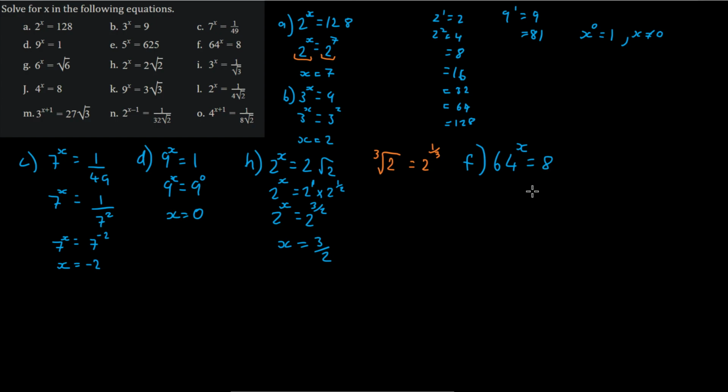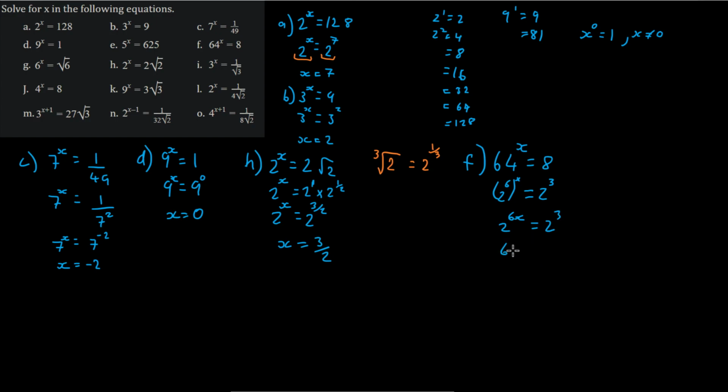So for this one, can I make 8 into 64, or can I make the 64 into 8? Or another thing I could do is, do they share a common base? They do. 8 is 2 to the power of 3. 64 would be 2 to the power of 6. And that is to the power of x. So powers of powers, we can multiply that. 2 to the power of 6x equals 2 to the power of 3.